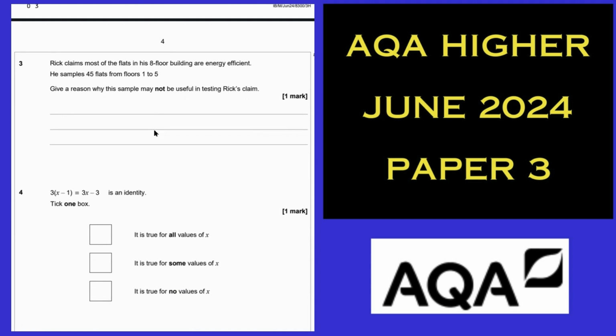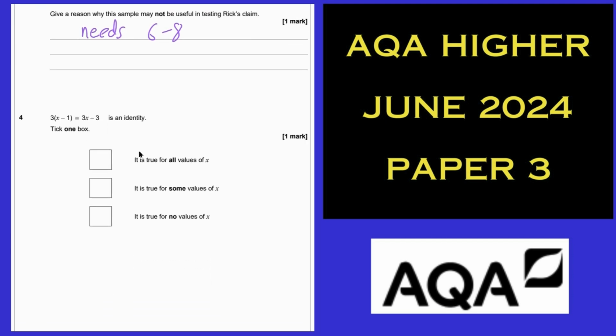Number 3, sampling. So Rick's got 8 floors in his building and samples floors 1 to 5. There's your problem. So in any words, there's lots of different answers, by the way. You can get bored looking at the mark scheme. The one I'd go for is he needs people from floors 6 to 8. If you want to get overcomplicated, heat rising and all that, I wouldn't bother. Stick to needs people from 6 to 8.